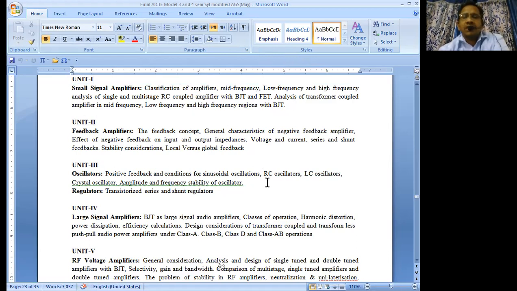So in the case of the analog electronic circuits subject, it totally deals with the analysis part of amplifiers. Analysis means what? You have to use electronic circuit analysis techniques, known as the H parameter model. If you know the H parameter model and the various formulas, then you can easily go through the small signal amplifier analysis.